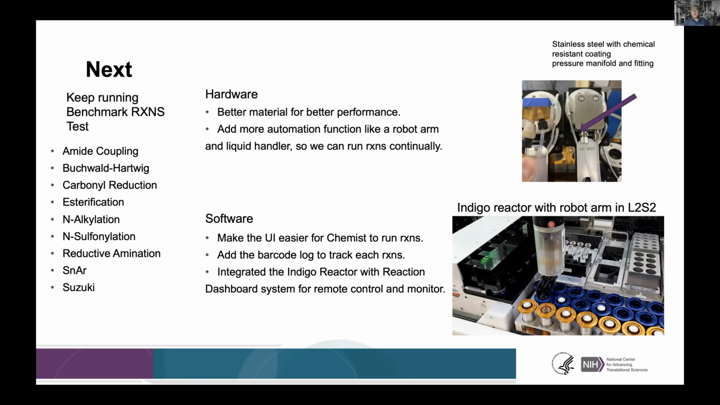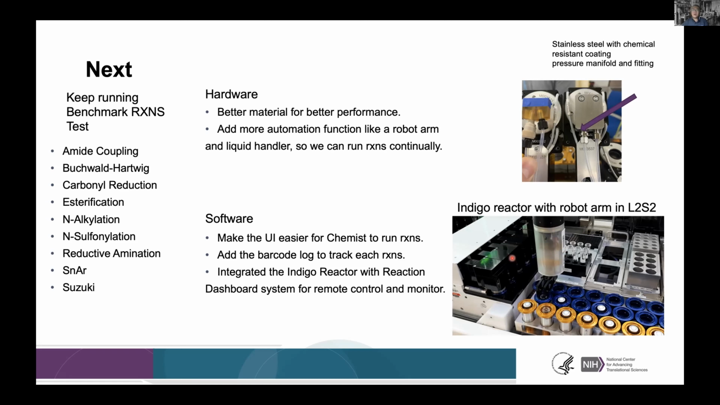Also in the hardware part, in the L2, S2, we're already using a robot arm that belongs to another Indigo reactor. It's not the one we showed in the early stage. It's not in the mobile cart. It's in a larger platform, the chemistry platform. We already use a robot arm for loading and unloading the reaction inside the reactor. So that means we can continually run the reaction without any interference.